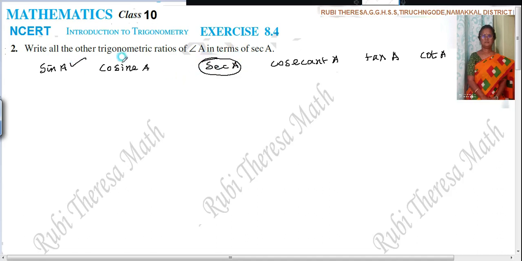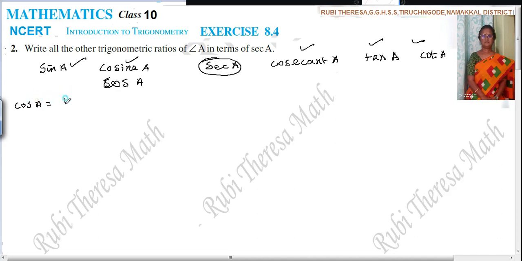So what are the other trigonometric ratios? These five: sine, cosine, cosecant, tan, cot. That is, sine A, cosine is nothing but cos A. First, let us find out cos A.